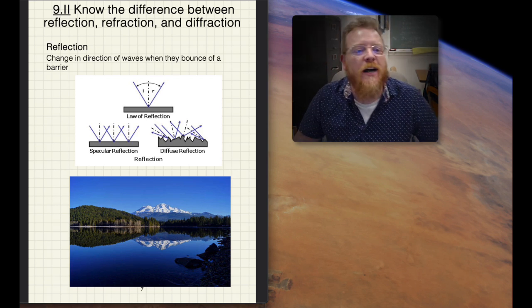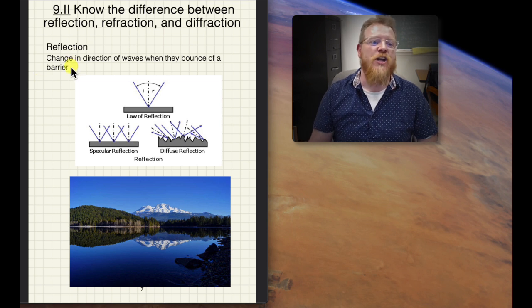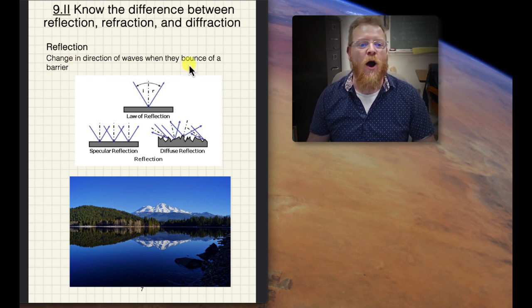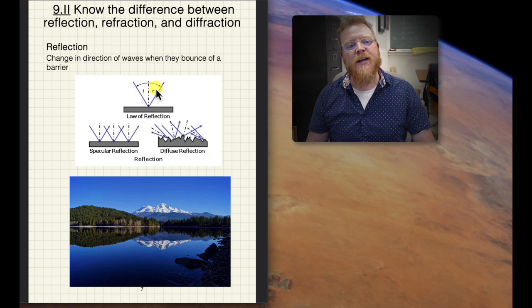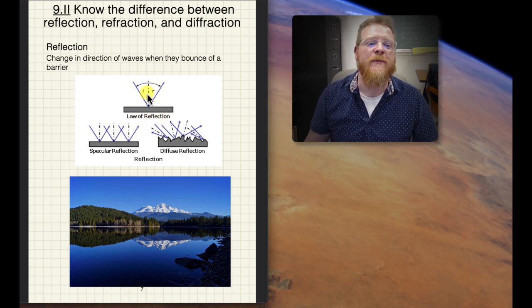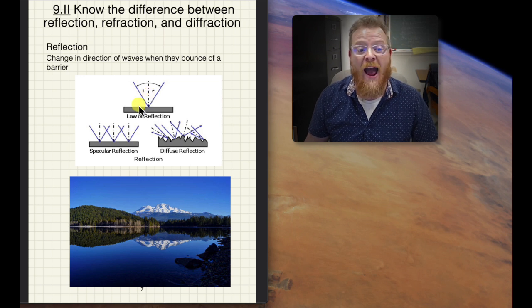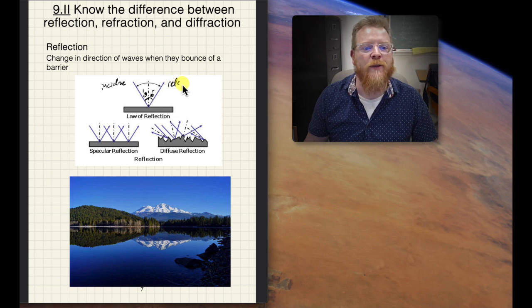The first one to discuss is reflection, the change in the direction of waves when they bounce off of a barrier. We can see here the law of reflection states that when we have a fully smooth surface, our angle of incidence will match our angle of reflection. That's what the I and the R stand for: incidence and reflection.